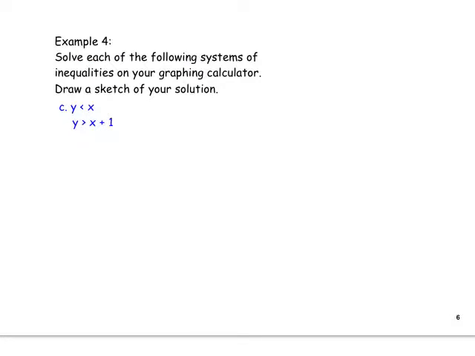We left off here with example 4C. We're going to take these inequalities, and we notice that they are already in slope-intercept form. Y is alone here, Y is alone here. We're ready to go ahead and graph on the calculator, and we're going to sketch onto our papers.